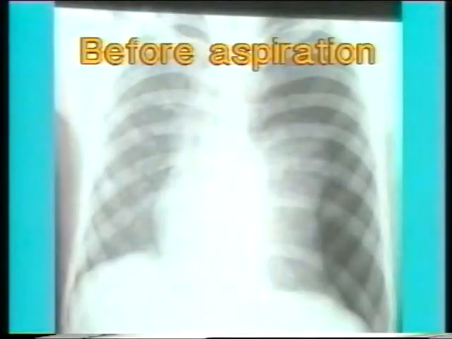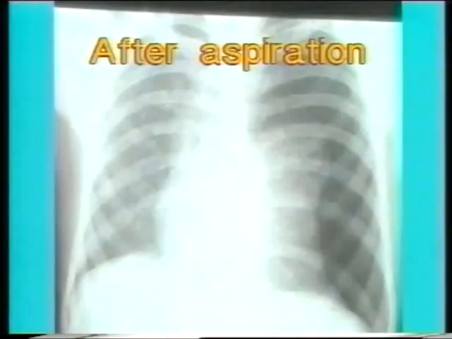Now this is a set of two X-rays. The first X-ray shows left pneumothorax. Note the radiolucent peripheral zone along the chest wall and the apex. The costophrenic angle is clear, indicating that there is no associated fluid or pus in the pleural cavity.